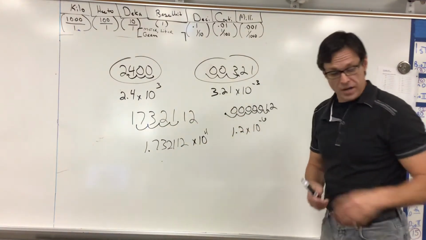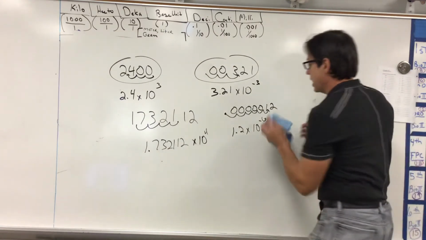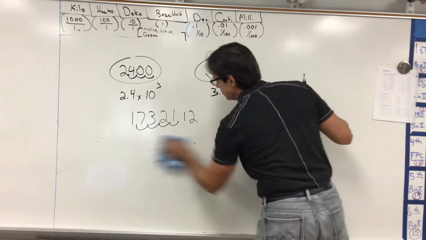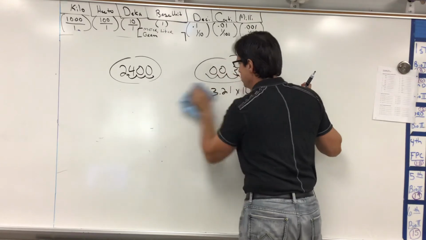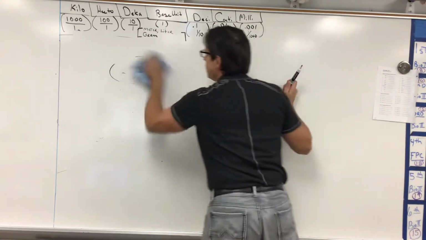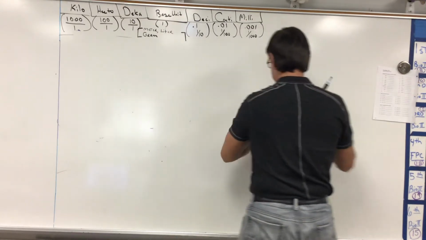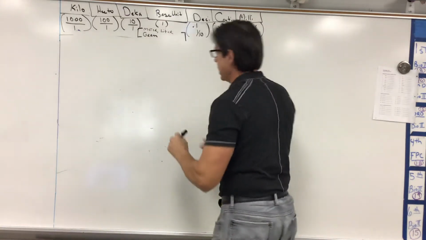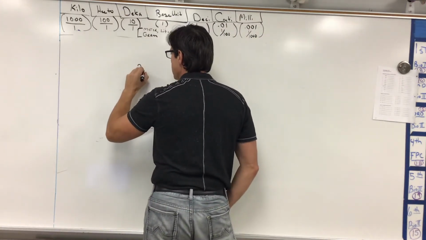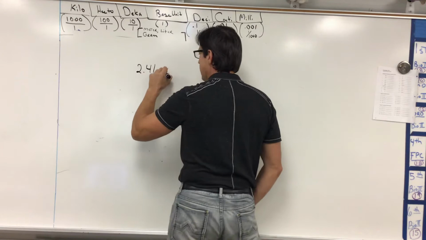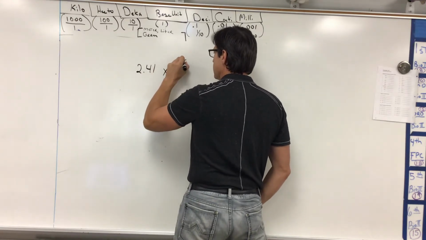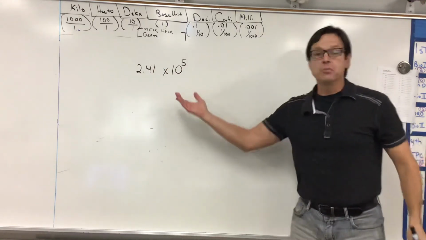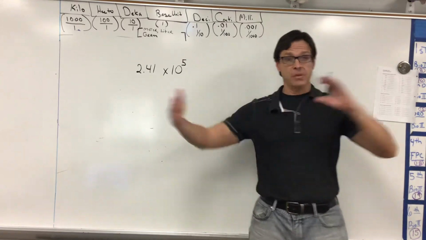Now let's take the reverse of that, and let's say I have scientific notation and I want to put it into a whole number. Doing it both directions. So let's say I have 2.41 times 10 to the 5th. And I ask you to put that in a whole number. That means make the big number.